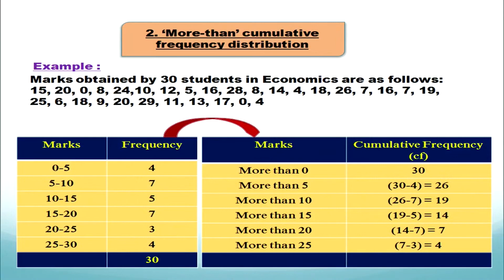Now, here also we have got a cross check. What is a cross check? See, the last class in the exclusive series, 25 to 30, has a frequency of 4. Over here in the cumulative frequency series, more than 25, the frequency is 4. So, this is the cross check. We need to remember it to check whether we have done it right or not.